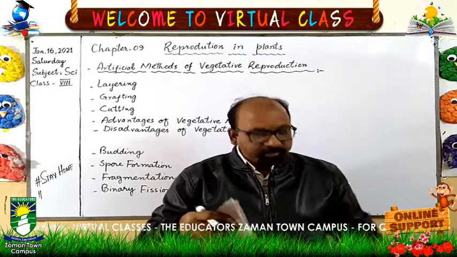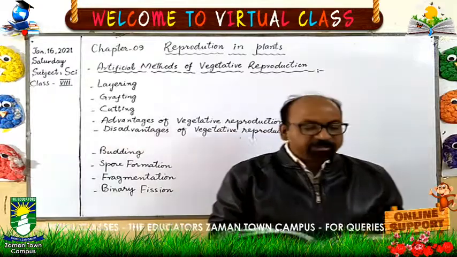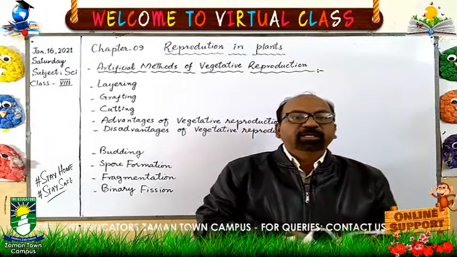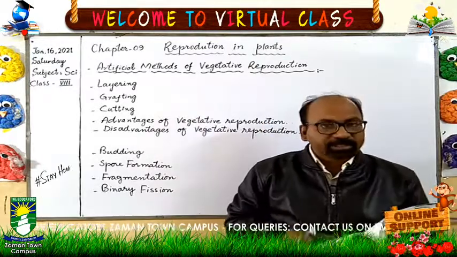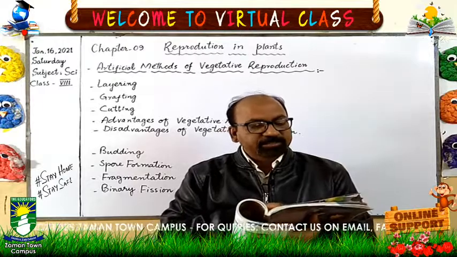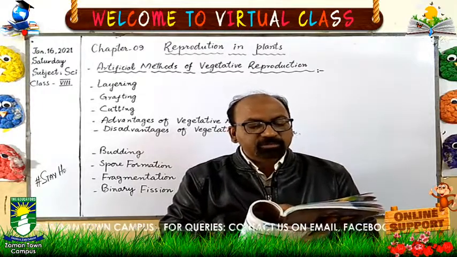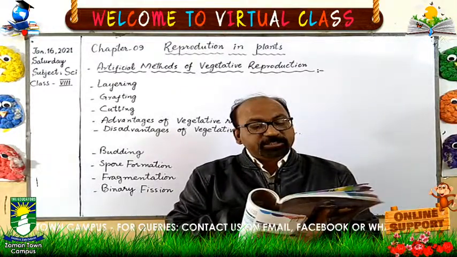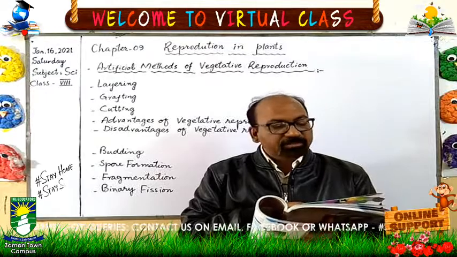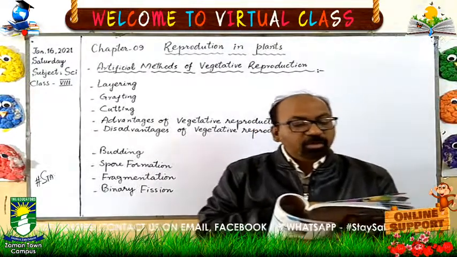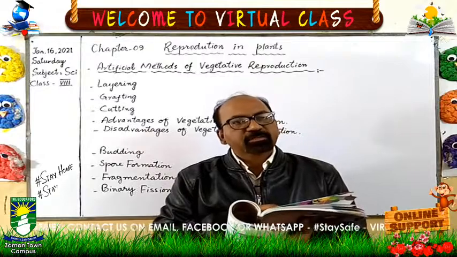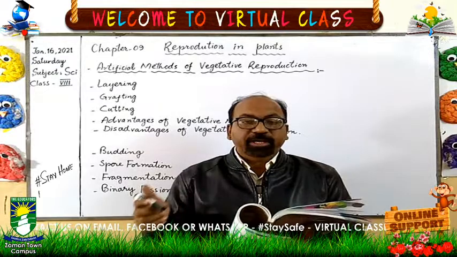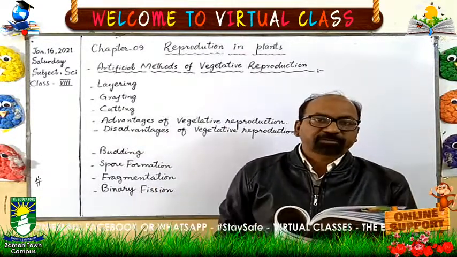Now come to page number 112. The next important point is that it is the embryo of the seed that forms a new plant. If the embryo is not there or is destroyed, a new plant cannot be formed. So in this case, we can use vegetative reproductive methods.